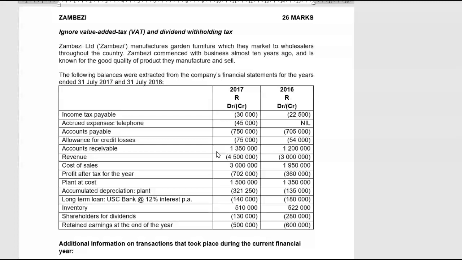Zambezi Limited manufactures garden furniture, which they market to wholesalers throughout the country. The following balances were extracted from the company's financial statements for the years ended 31 July 2017 and 31 July 2016. Obviously, year end 31 July. Income tax payable, accrued expenses, accounts payable, allowance for credit losses. Ooh, don't forget this one.